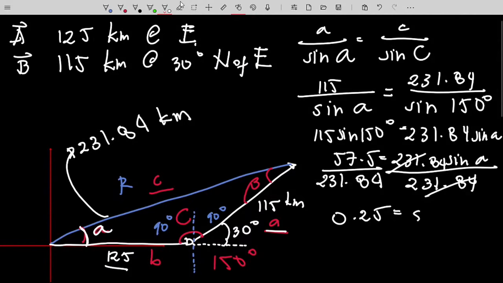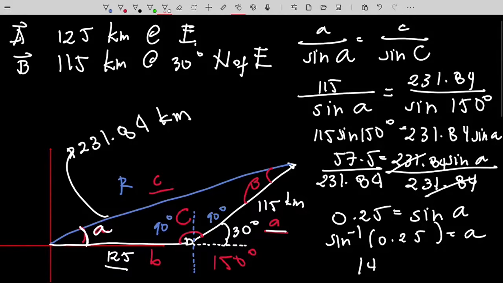That equals sine alpha. Now transpose the sine to the other side. So sine inverse of 0.25 is equal to angle alpha. Now you should get the value of 14.36 degrees for angle alpha. So the angle of our resultant vector has a value of 14.36 degrees. And in what direction?